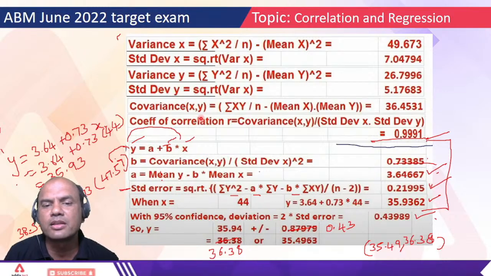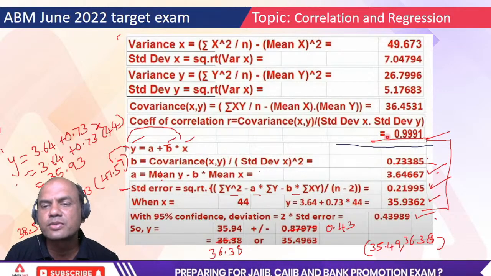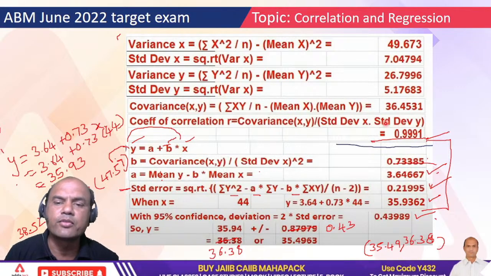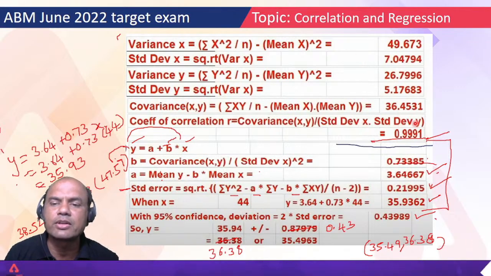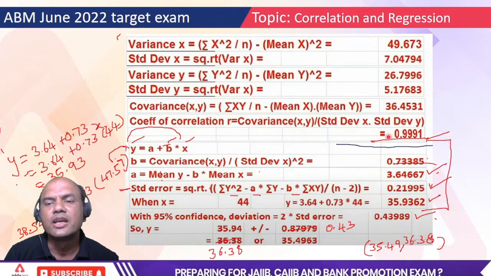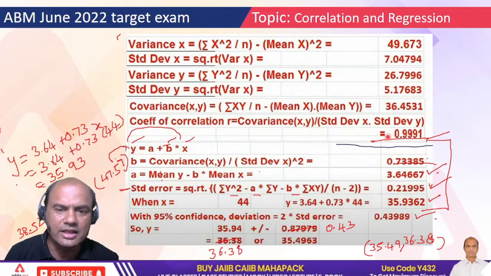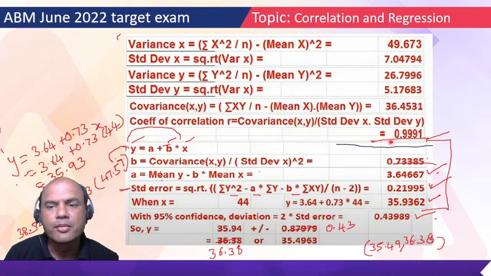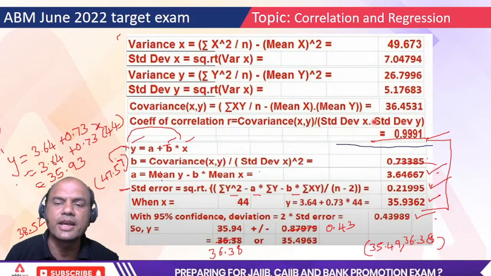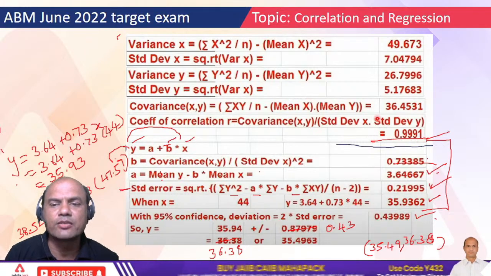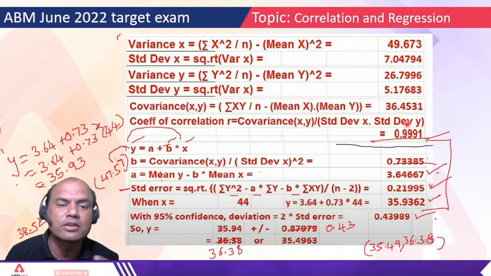So what does it mean? R equals plus 1. It means this is basically the slope. If x moves by 1 unit, y will also move by 1 unit in the same direction because it is plus. If this would have been minus, then if x was moving up, y would have moved down. But here it is positive, so x and y are moving in the same direction, and because it is 1, x and y are moving in the same proportion also.